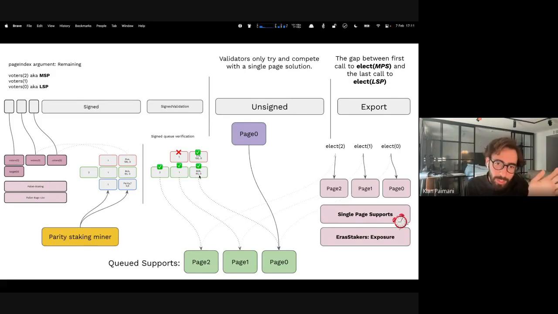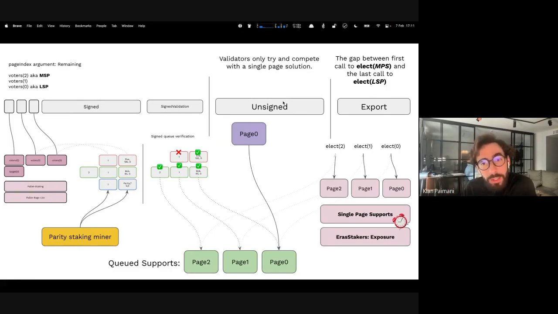Then again, each page of these solutions leads to its own partial support, like a partial list of backings. All of this is stored as double maps, of course, in multiple storage items. And similar to the previous one, any solution that is not checked is discarded, and whoever submitted it gets their deposit back.